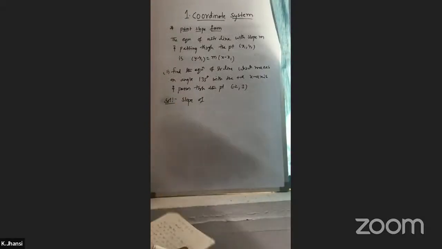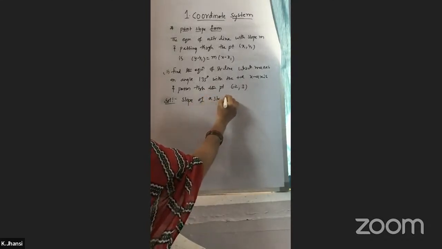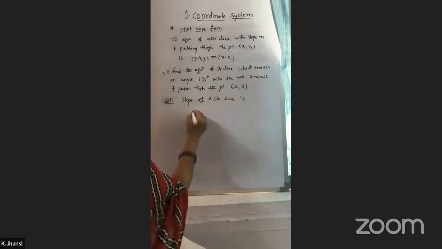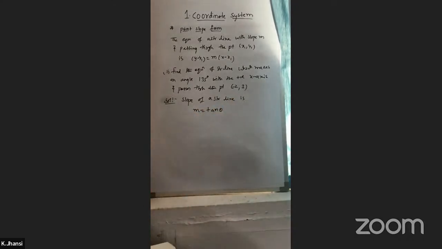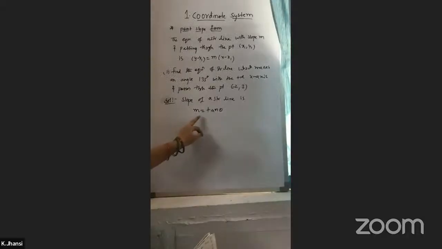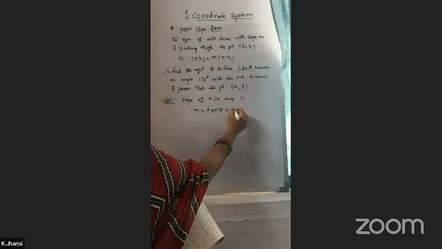The slope of the straight line is, we know that m is equal to tan theta. Slope m is equal to tan theta. Okay. So the tan theta, where we have the angle, is tan of 135 degrees.